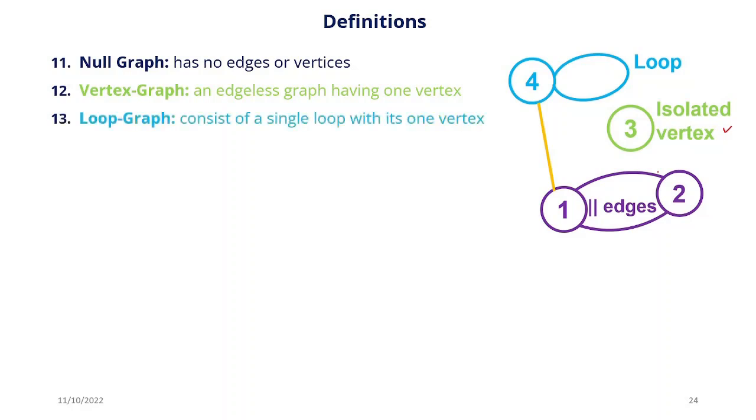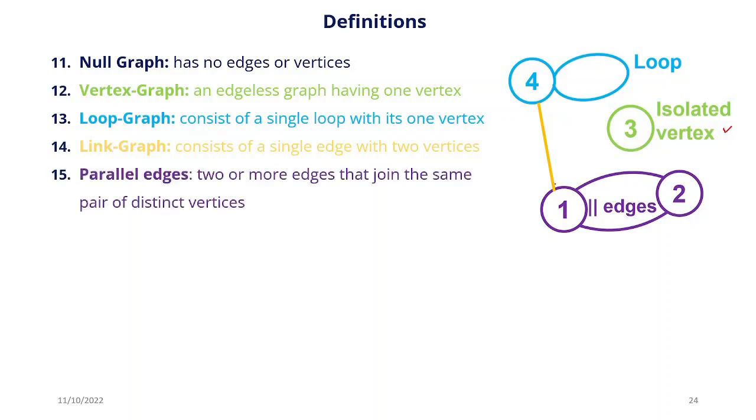Then we talk about the loop graph. It's a single loop with its one vertex. So we have this loop edge that is coming around and getting back to the vertex that I started from. This is a loop. If this is the only graph, the blue one here, then it is a loop graph. Then we talk about a link graph, which is a single edge that connects two vertices. So if we take 1, 4 and this yellow link connecting them, we call it a link graph.